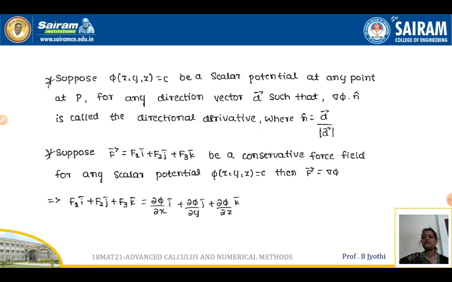Next, suppose phi of x, y, z equals c is a scalar potential at any point P. For any direction vector d, del phi dot n cap is called the directional derivative, where n cap is d by its absolute value. And suppose f equals f1 i plus f2 j plus f3 k is a conservative force field for the scalar potential phi of x, y, z equals c. Then f equals del phi, that is, f1 i plus f2 j plus f3 k equals dou phi by dou x i plus dou phi by dou y j plus dou phi by dou z k. This is a conservative force field.